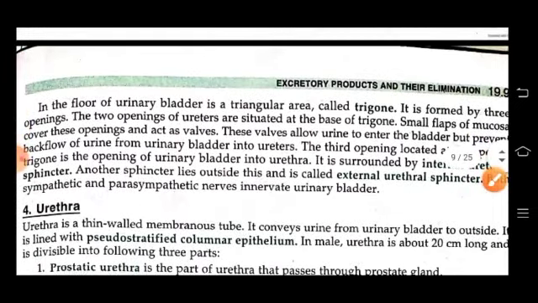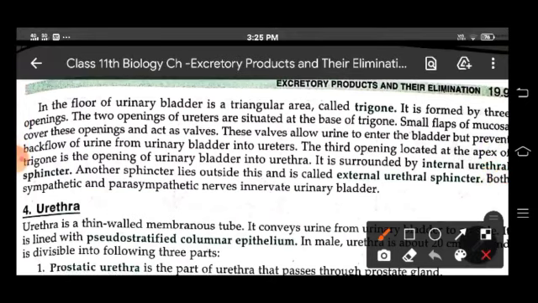So in the floor of the urinary bladder, there is a triangular area called the trigone which has 3 openings. The 2 openings are from the ureters, and small flaps of mucosa cover these openings and act as valves. The 3rd opening is located at the apex of the trigone. It is the opening of the urinary bladder into the urethra. Now the urethra has an external urethral sphincter, and both sympathetic and parasympathetic nerves innervate the urinary bladder.